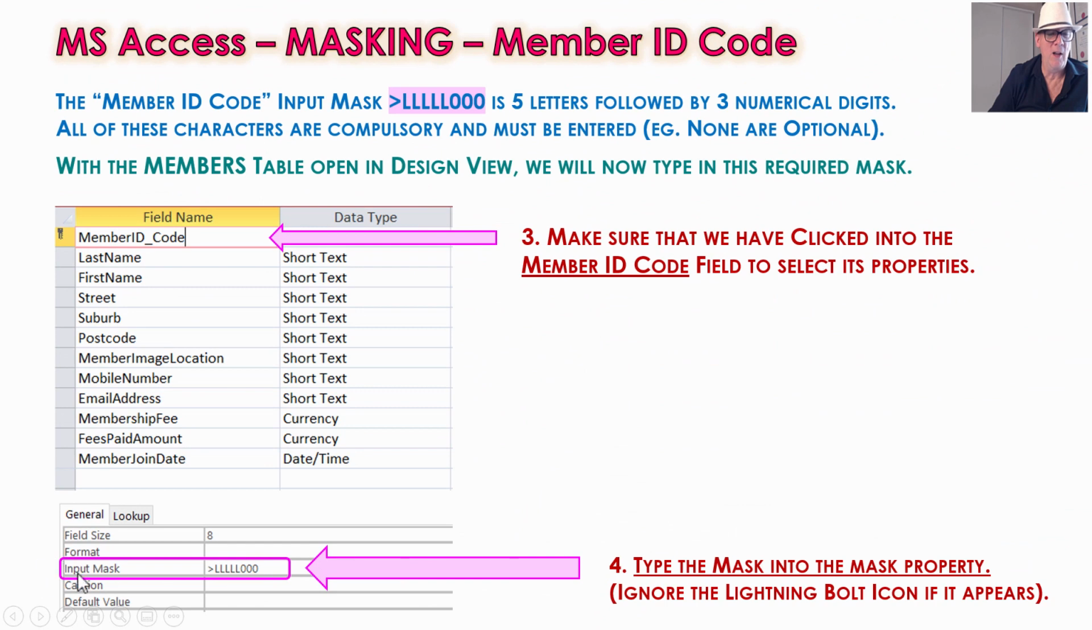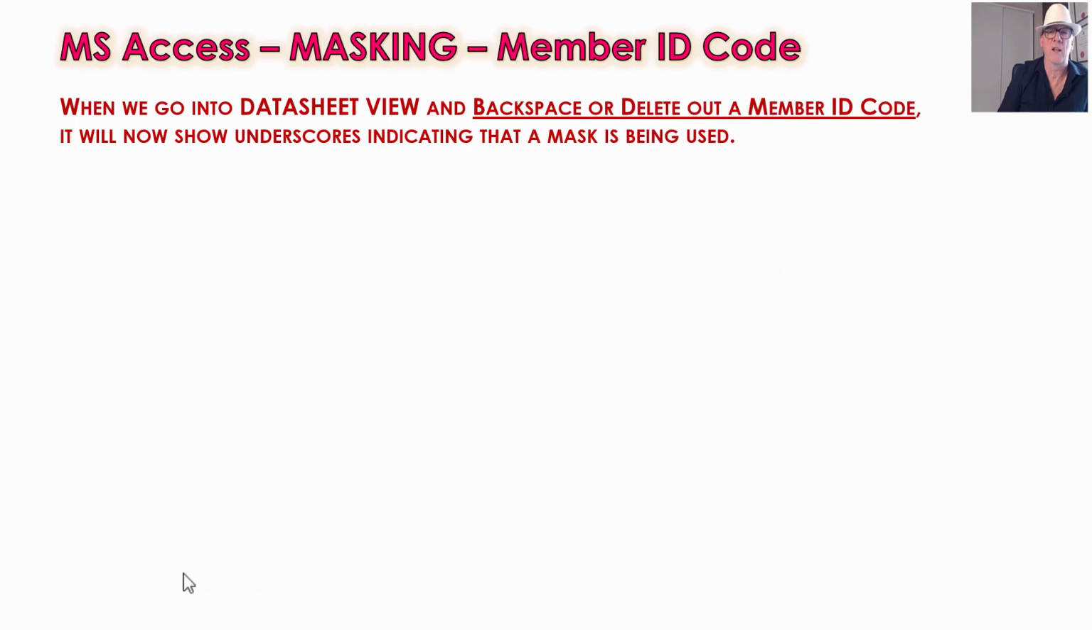Now, Access might put up a lightning bolt after you press enter to ask if you want to cascade it out to the rest of the database or something. Just ignore that. Just keep doing your work and ignore that lightning bolt sign altogether. Don't click on it or do anything. We don't need it at the level we're working at.